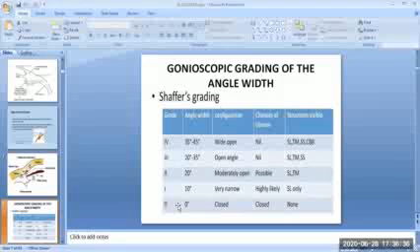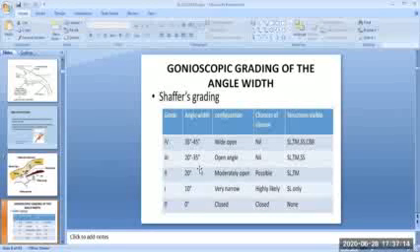This angle width varies in different individuals and plays a vital role in the pathomechanism of different types of glaucoma. Clinically, the angle structures can be visualized by gonioscopic examination, and then we will study the gonioscopic grading of the angle width. Various systems have been suggested to grade angle width. The most commonly used is the Schaeffer system of grading, and this is given in this table.